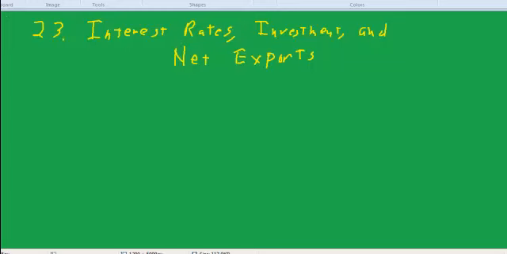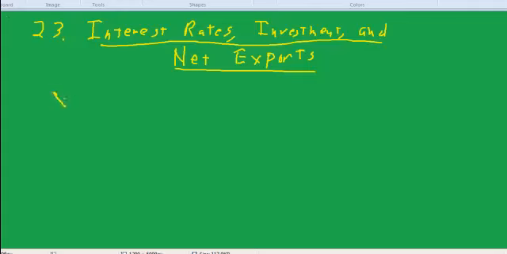This is Dr. Kling, and today I'm going to talk about the relationship between interest rates, investment, and net exports. Now, in principle, we could do this using additional equations. I could write down more equations for these things, but instead I'm just going to sketch out the general direction of the effect of interest rates on investment and on net exports.